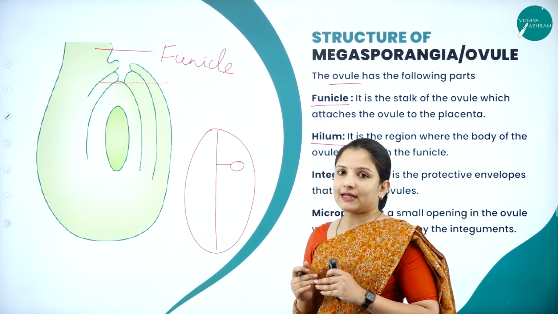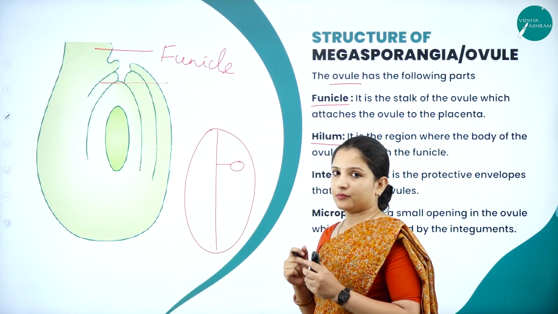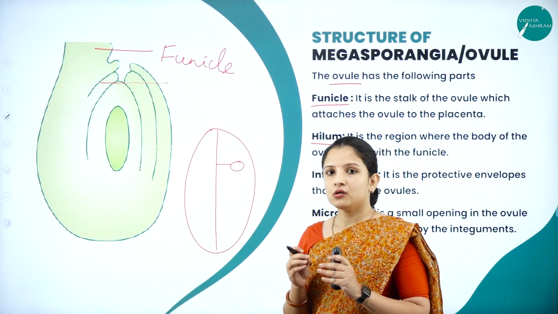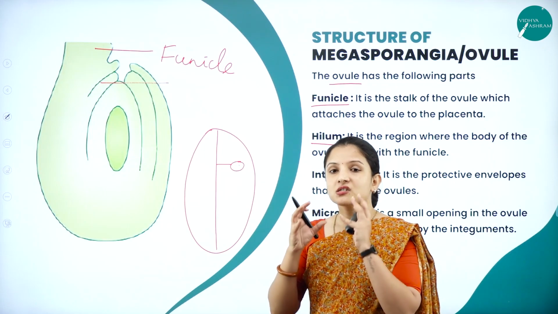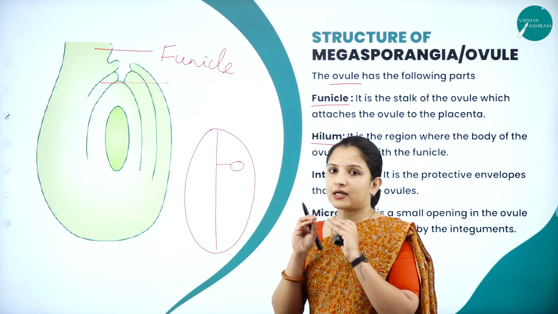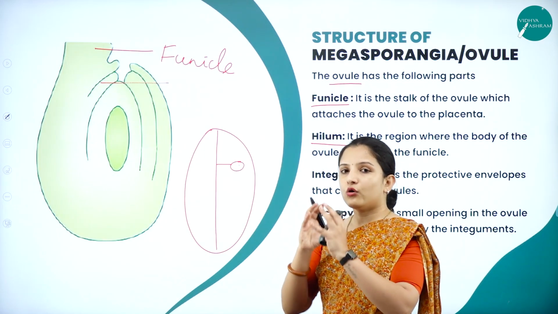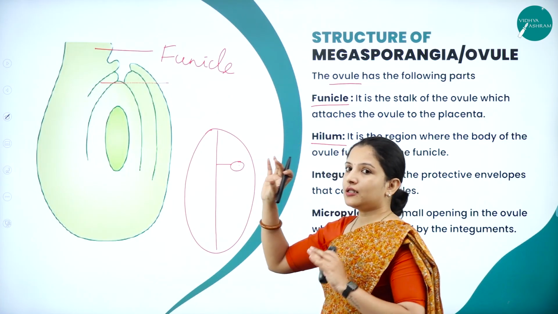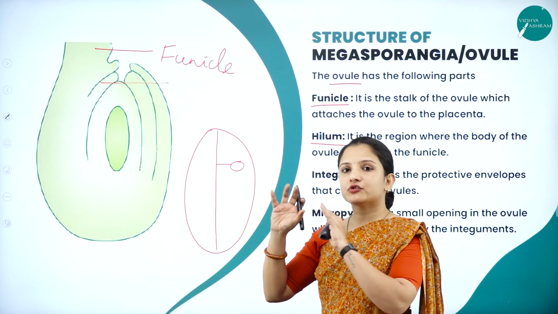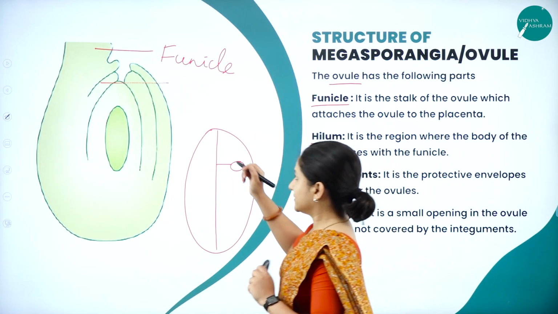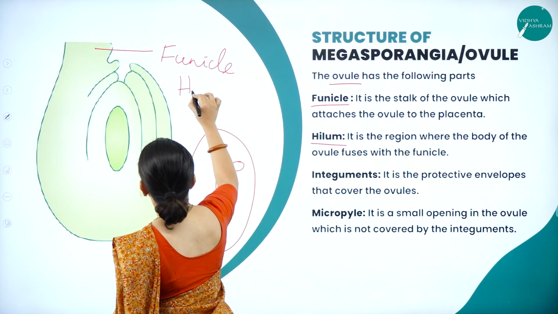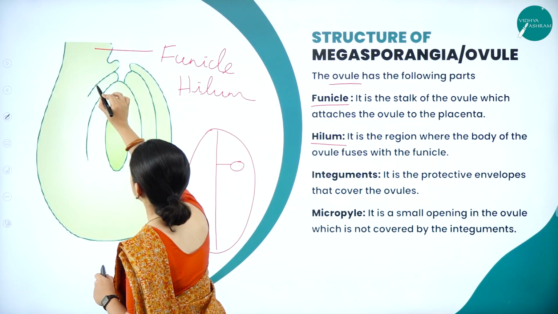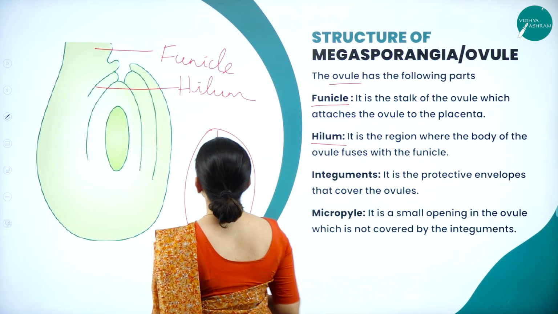So next we'll study about the hilum. The hilum is the structure, or you can also call it the junction, which forms a connectivity between the ovule and the funicle. So the region where the funicle attaches itself to the ovule is called the hilum. So this is the hilum. So this is the junction.